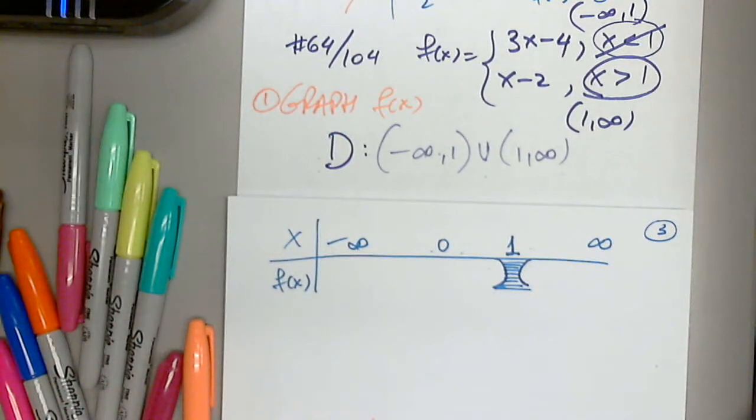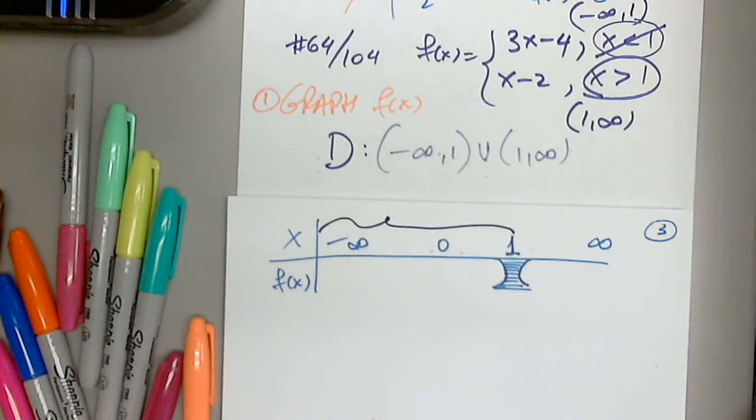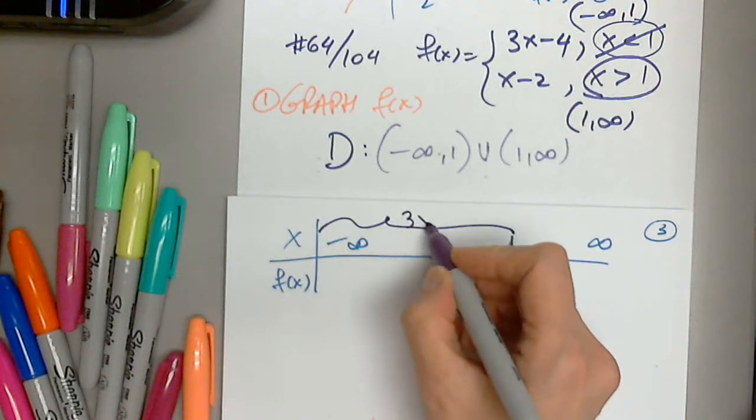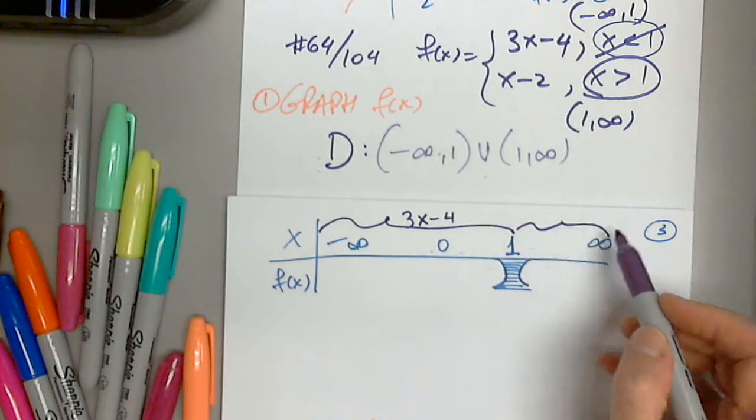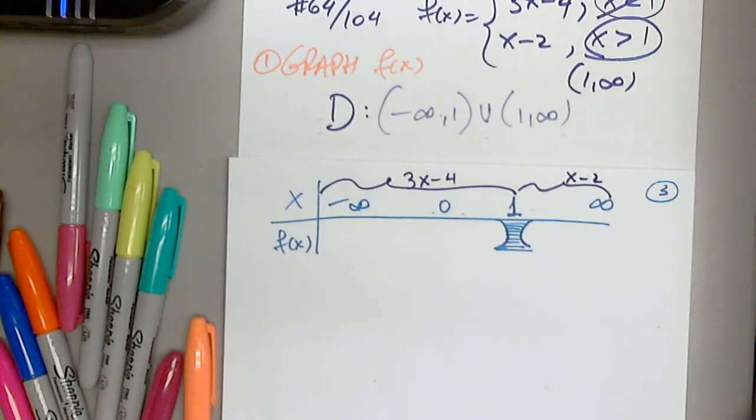I know this is an overkill, but bear with me. Between negative infinity and 1, can anyone tell us which function of the two we are using? 3x minus 4. Obviously. As I mentioned, I know it's an overkill. Don't get upset. It's easier if we see it right there. And the other one is x minus 2. Perfect. What type of functions are these?